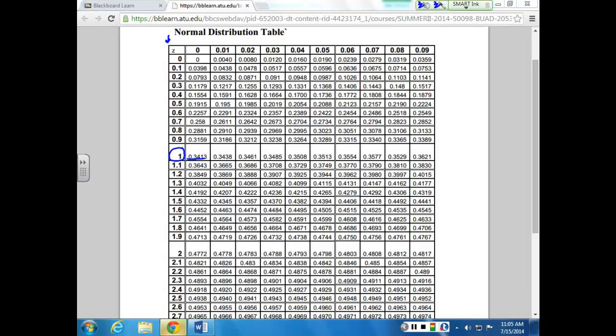So now we're just going to be more exact. If you went down to 2, you'd see 0.4772, about half of 95. So that's if you have things that come out to be 1.5, which would be 0.4332. 0.5 would be 0.1915. Then after that, the rest of it's just like the empirical rule.